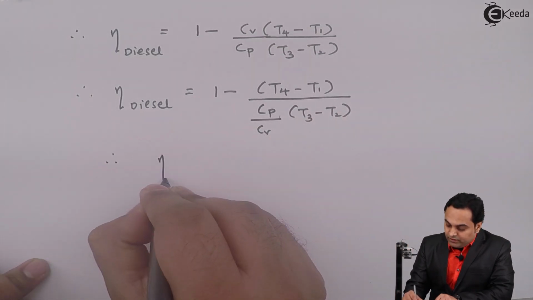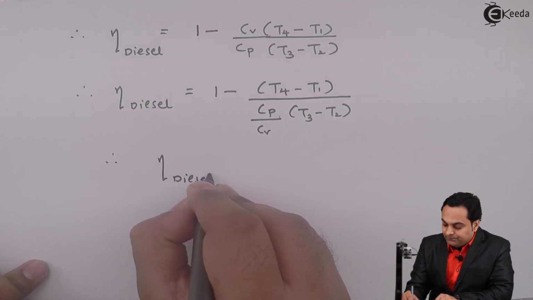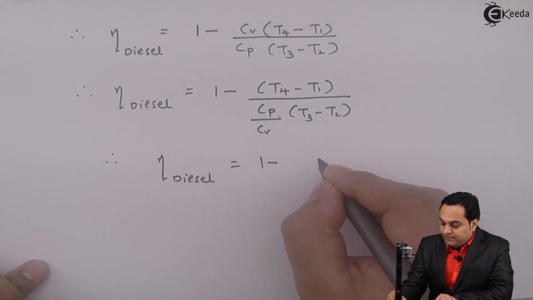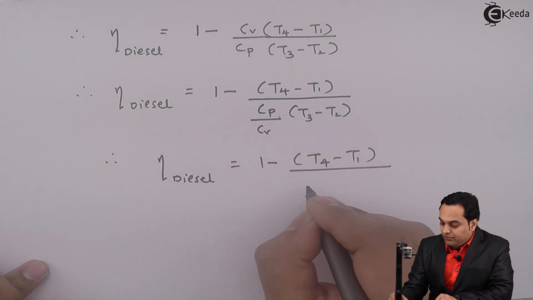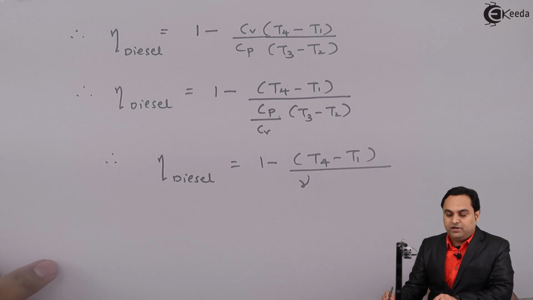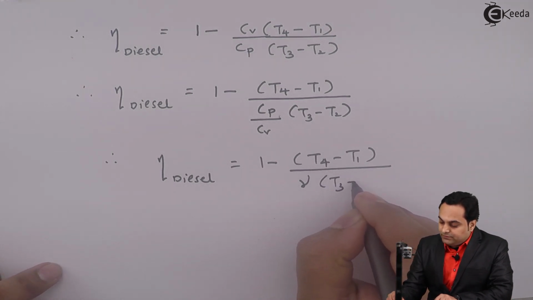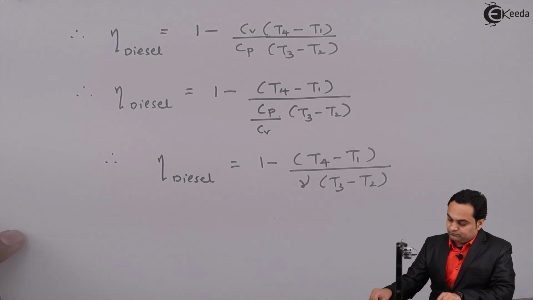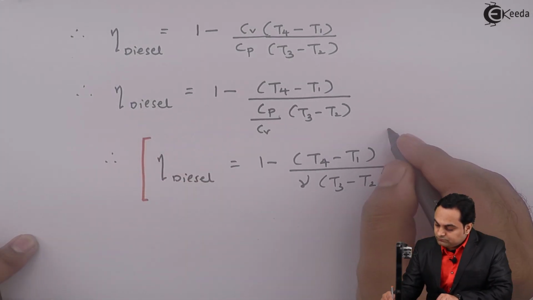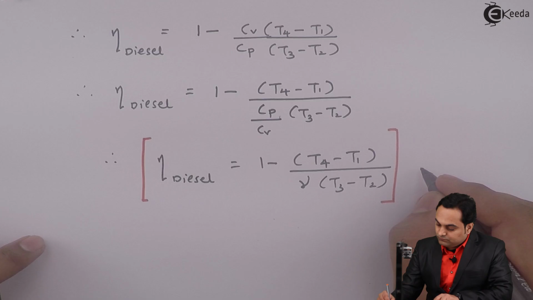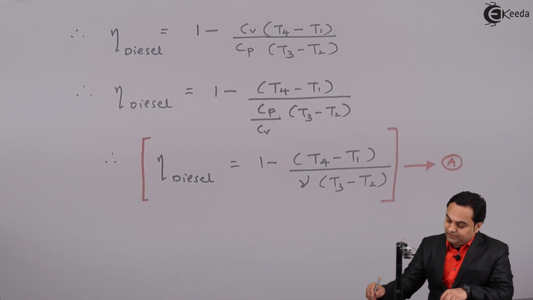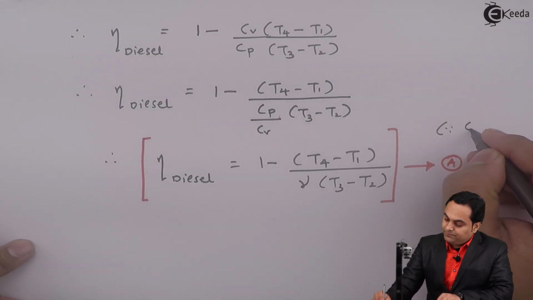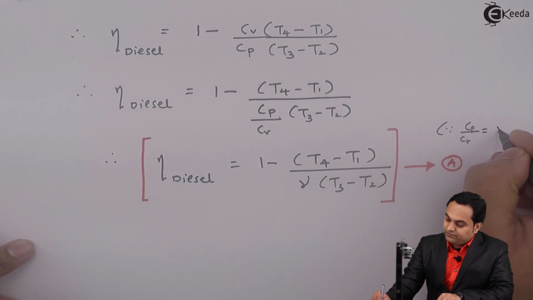So therefore, efficiency of diesel cycle will be equal to 1 minus (T4 minus T1) upon gamma (T3 minus T2), where Cp upon Cv is denoted by gamma. Now I'll keep this as equation number A, and here I'll write down that the ratio of Cp upon Cv is called as gamma.